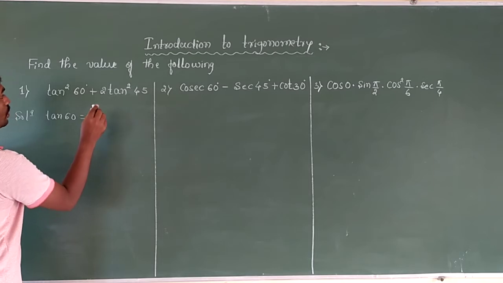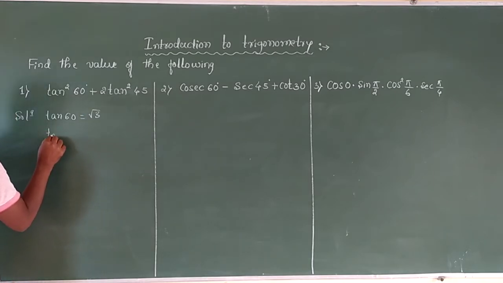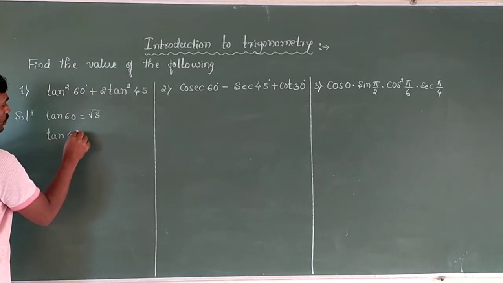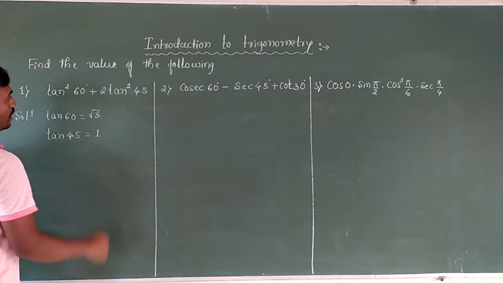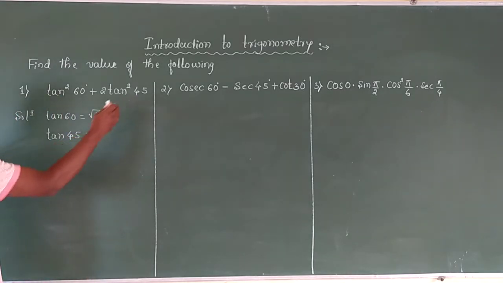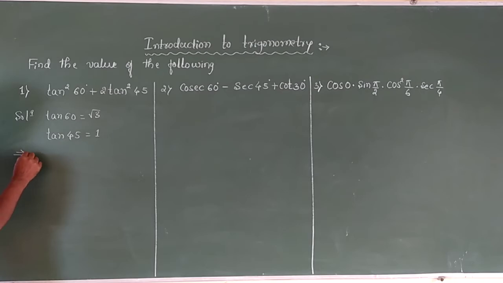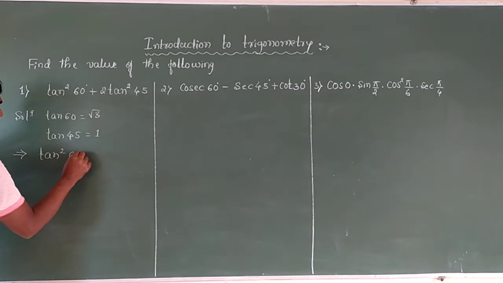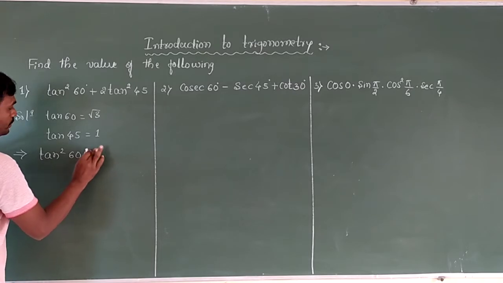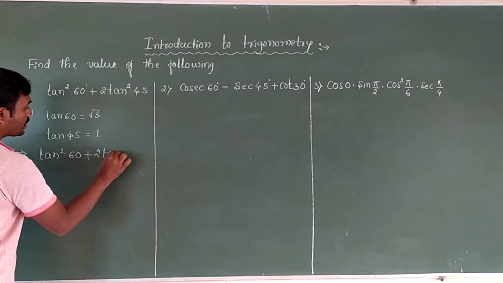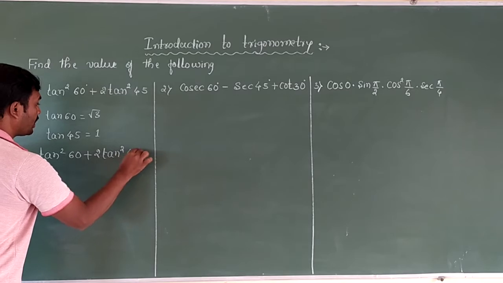Tan 60 is equal to root 3 and tan 45 is equal to 1. We need to find the value of this one. So this implies tan square 60 plus 2 tan square 45 degree.